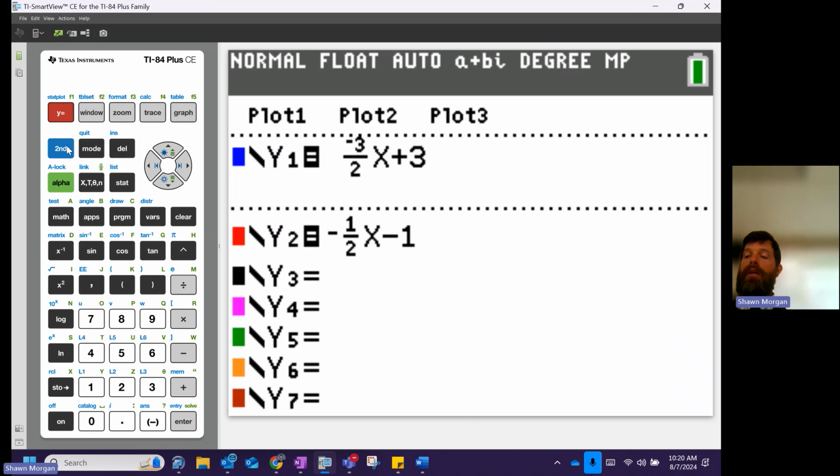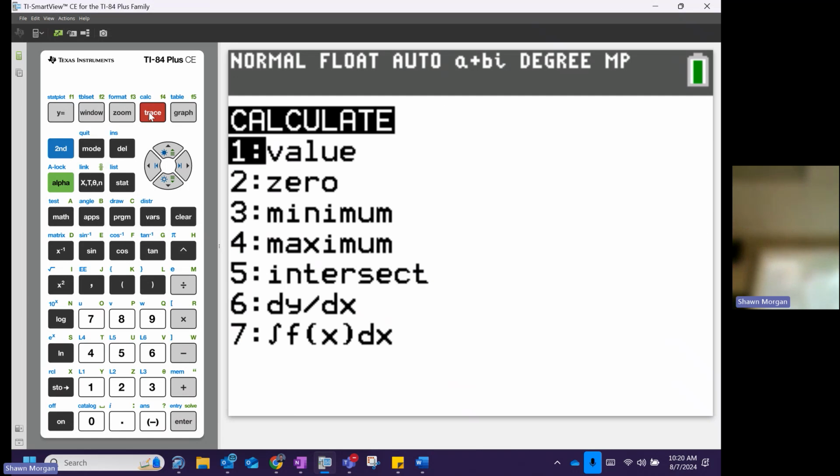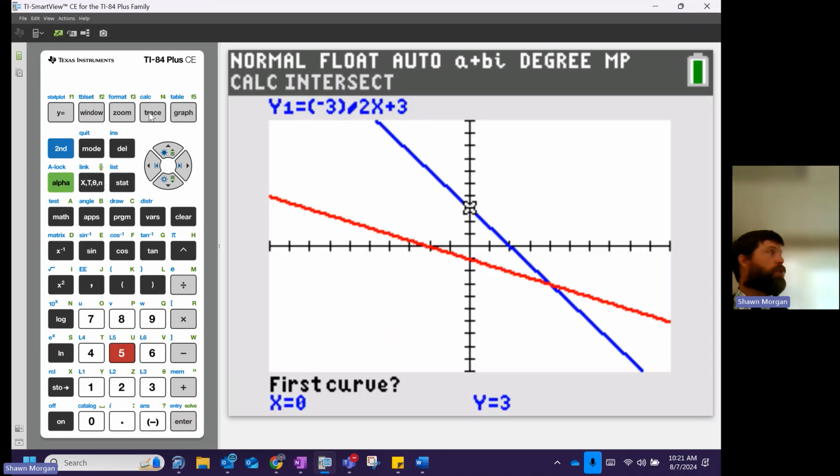To Mitch's question, if you hit second and then trace, second, trace, it takes you to your calculations menu, and you can hit the fifth option, which is intersect, and then just hit enter, enter, enter, and it will tell you where they cross.